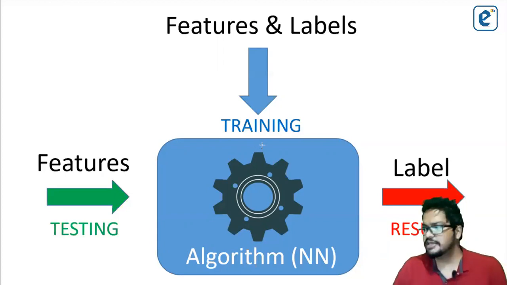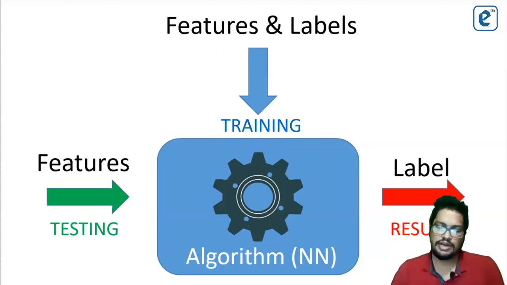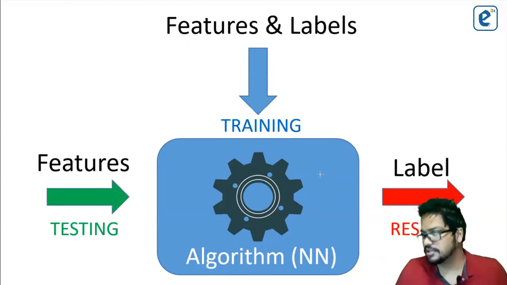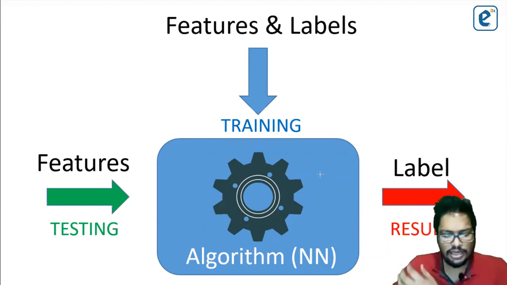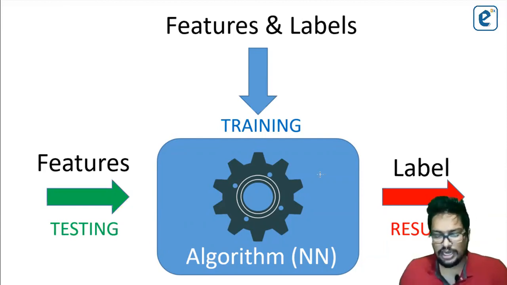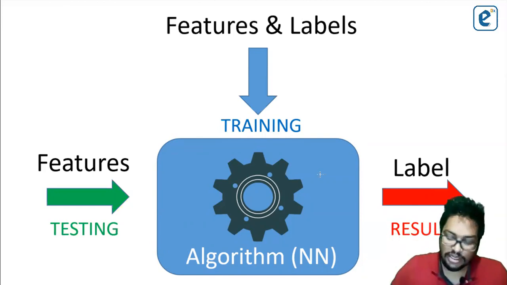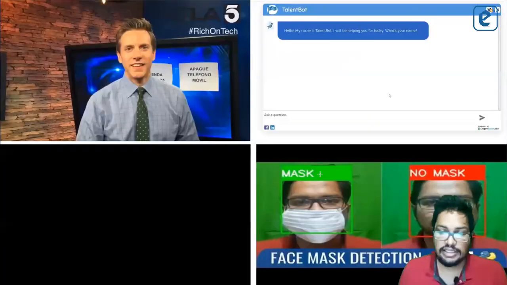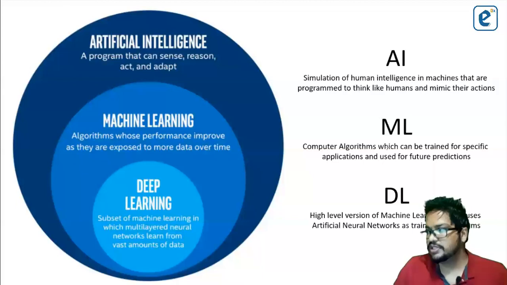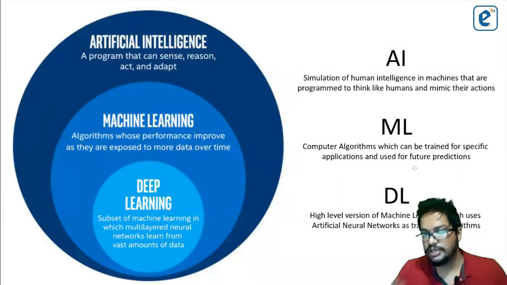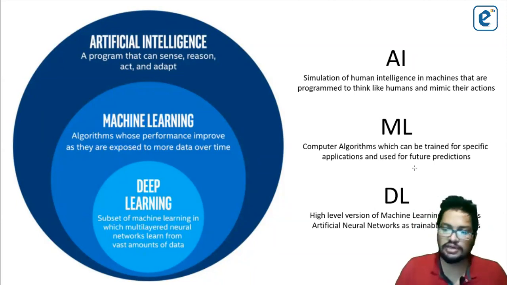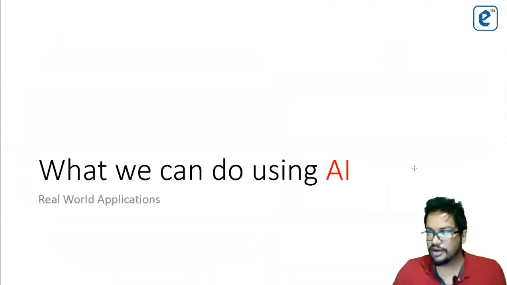So this is the supervised type learning model, as I mentioned earlier. You have to keep this model in your mind. Now I'm going to take a problem application and train a neural network to perform that application. You can remember from the previous content that computer algorithms can be trained for specific applications and used for future predictions. Deep learning is the same, but it is a high level version that uses neural networks as the algorithms.